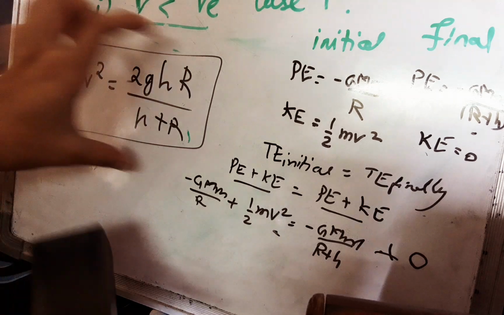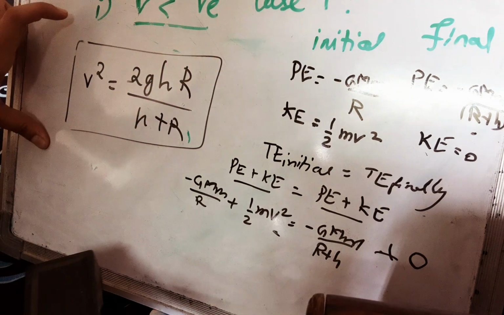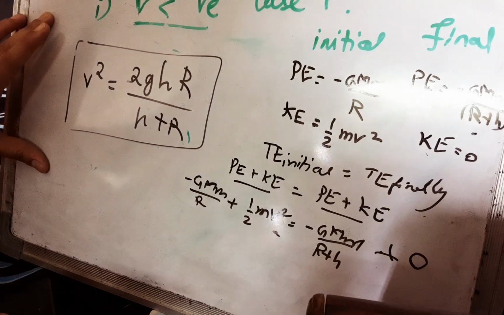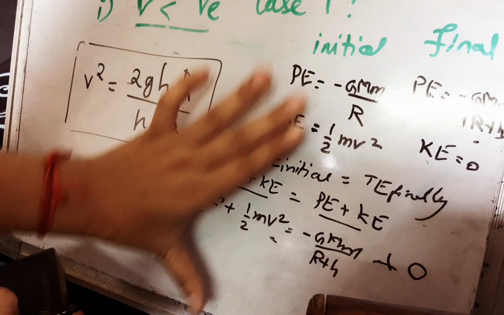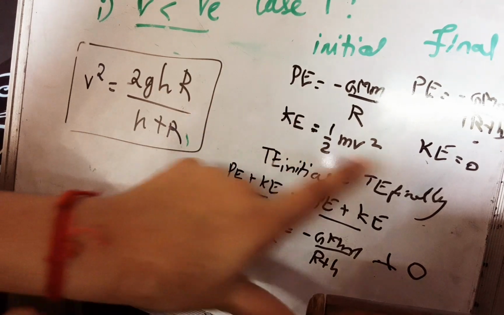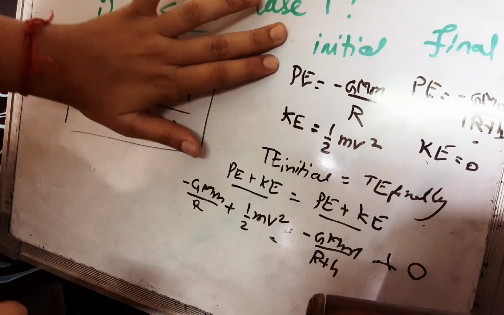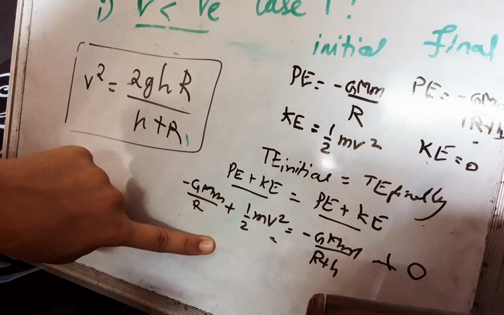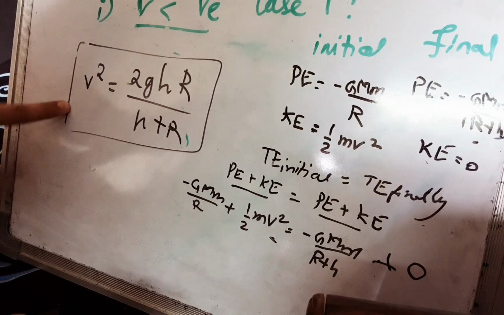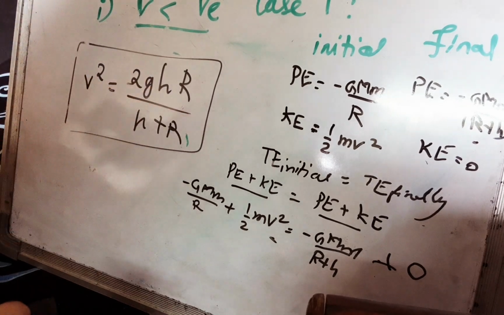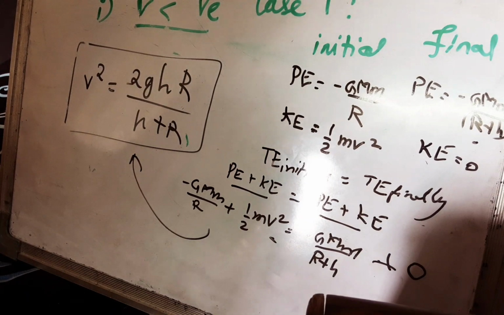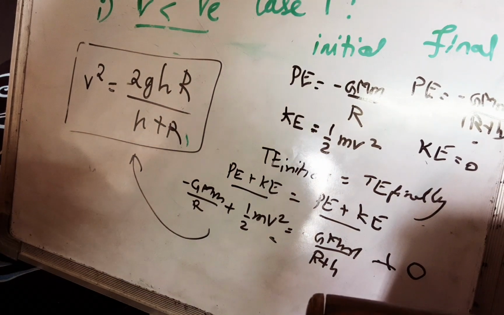So once you have seen the formula, probably it will be in your mind that yes, we saw this in the lecture and we know this is the answer. Or else, if you forget, you know how to solve it. You should just equate total energy initial to total energy final: potential energy plus kinetic energy on both sides. When you solve this, you will get v square is equal to 2ghr upon h plus r. Fine, easy.